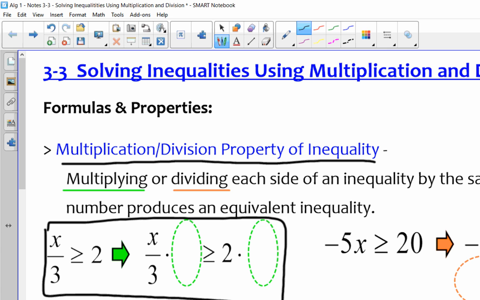Okay. When I need to solve this inequality, it's x over 3 is greater than or equal to 2. Okay, and we learned back in chapter 1 and chapter 2, I want to get rid of the fraction. And a fraction's a division problem. So to undo a division problem, we want to multiply. And we learned that when we want to get rid of the fraction, we're going to multiply by the denominator to both sides. So in the circles, we're going to put 3. Okay.